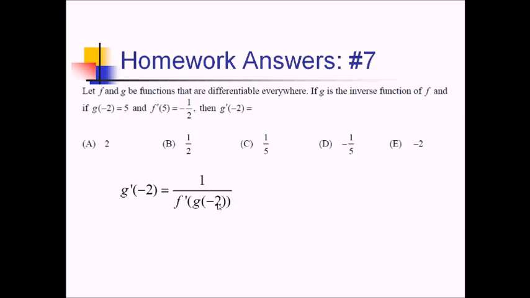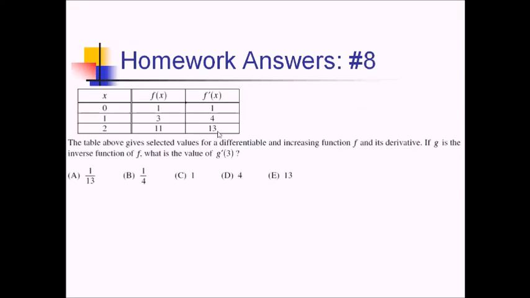G of negative 2, they were actually very nice here. They gave it to you right here. They didn't even make you work backwards. G of negative 2 is 5. So this is just then 1 over f prime of 5. Well, f prime of 5, they also gave you that exact thing. That's negative 1/2. So if we do 1 divided by negative 1/2, that comes out to negative 2. Choice E.